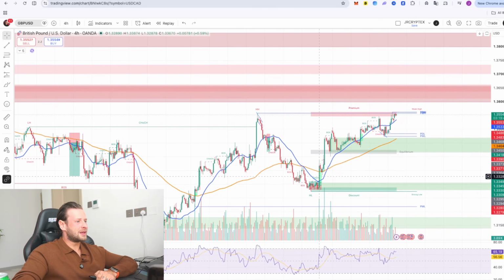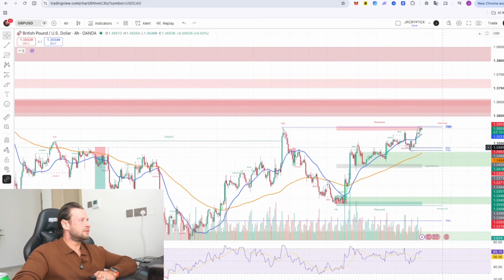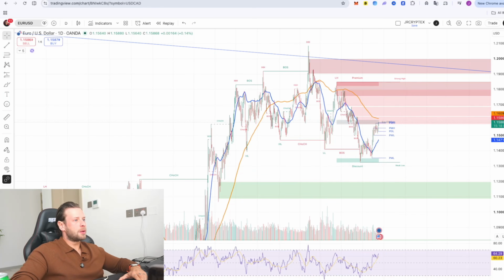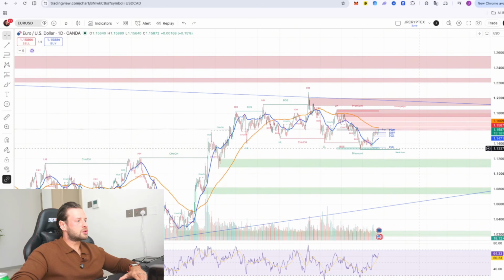We do have a fair value gap down here. We do have a strong low. Potentially go up slightly, start headed back down, and just kind of continue ranging for GBP USD. Okay, Euro USD. This is one I'll probably be sitting out of today, just so I want to see direction.